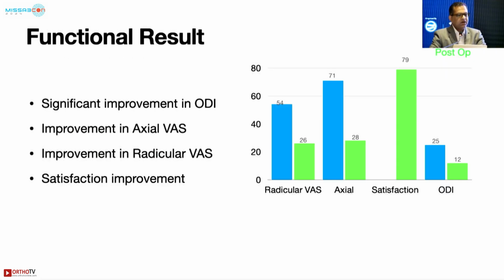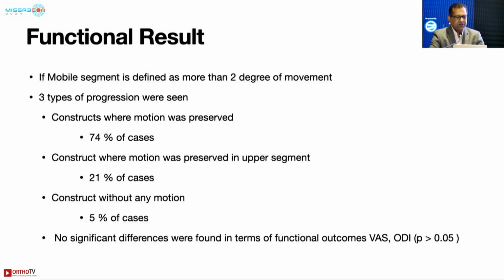These were the functional results. We have seen the significant improvement in the ODI, the improvement in the axial VAS, the radicular VAS symptoms, and the overall satisfaction improvement was there. The functional result, if I define what is a mobile segment, it should be at least 2 degrees of movement preserved.